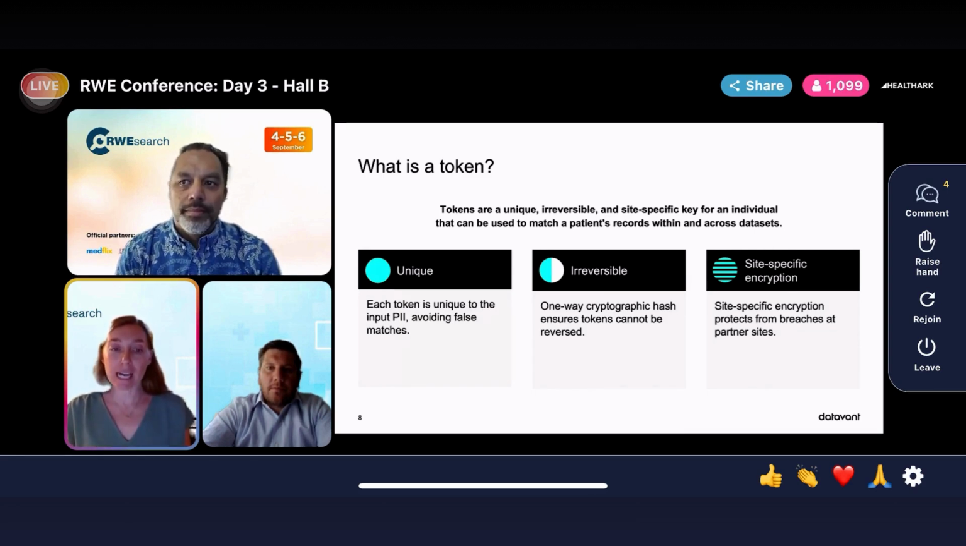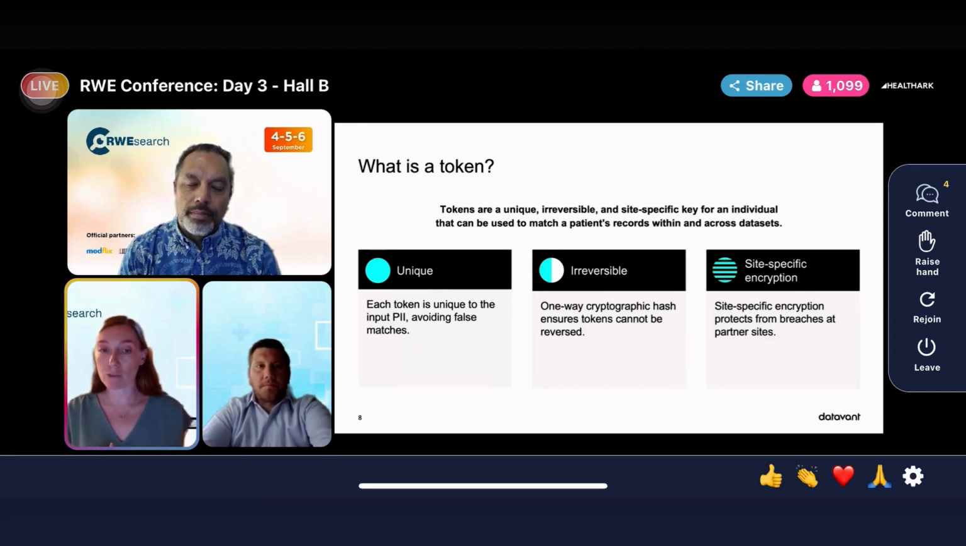And then finally, at least at Datavant, our tokens also have site-specific encryption. So that isolates the information to that site. So if there's ever a breach, a bad actor can't access information from more than one site.